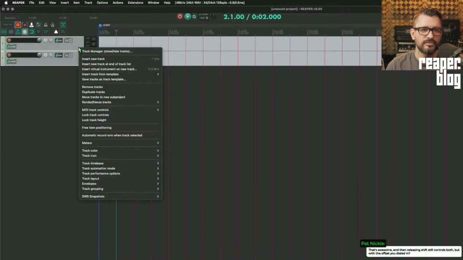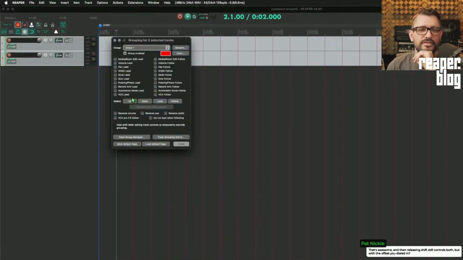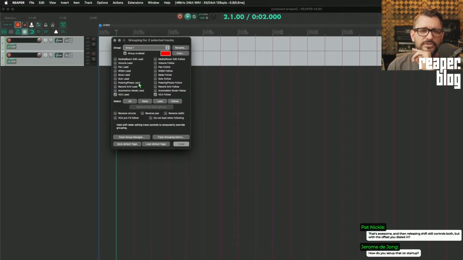Select them both. Right click, track grouping parameters, and you just want to set these to VCA lead and follow. I'm not sure if you need both of those. These are the ones that you're least likely to use on your own, or outside of these other functions. So VCA lead is the one that we'll use here. I can see the polarity flip might be another option if you're already using VCAs. But if you're not using VCAs in your workflow, and I'm not, then this is a good way to do it. So set that to close.